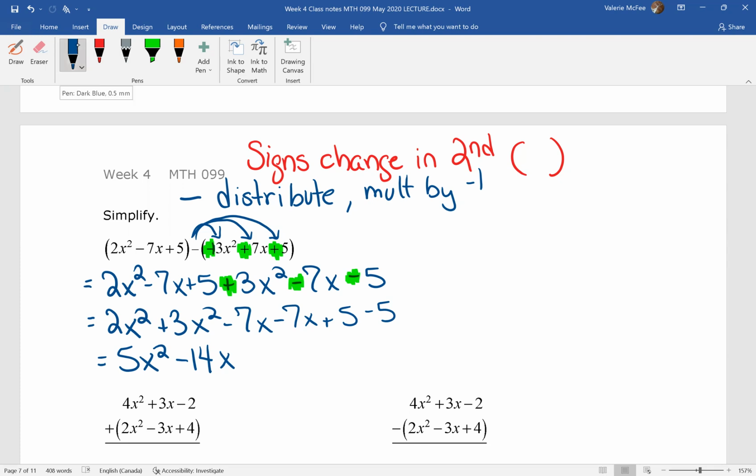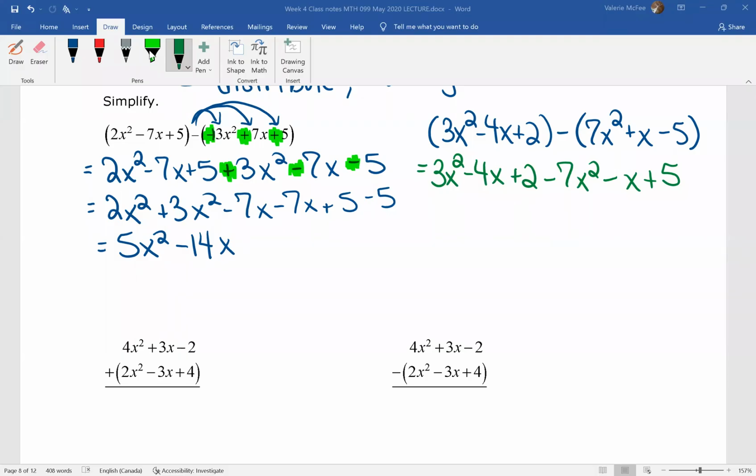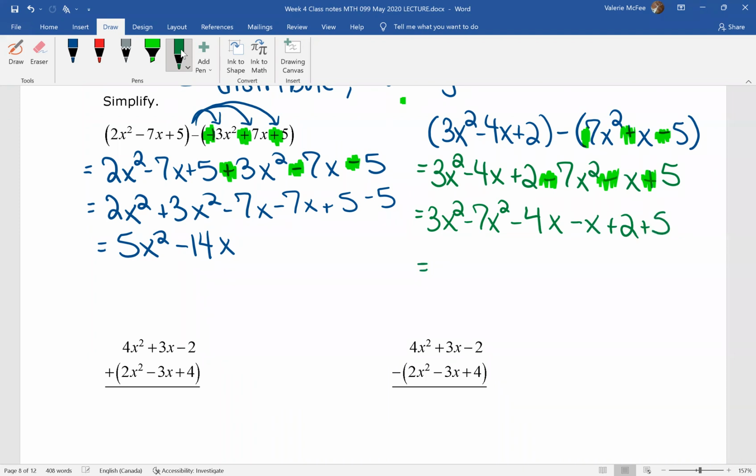Why don't you try one on paper? Pause your video. Solve this expression, or rather simplify this expression. You see I've opened the brackets and I've changed the signs. This positive 7x squared became negative. This positive became negative. This negative became positive. Now we can combine like terms. And you should have finished with minus 4x squared minus 5x plus 7.